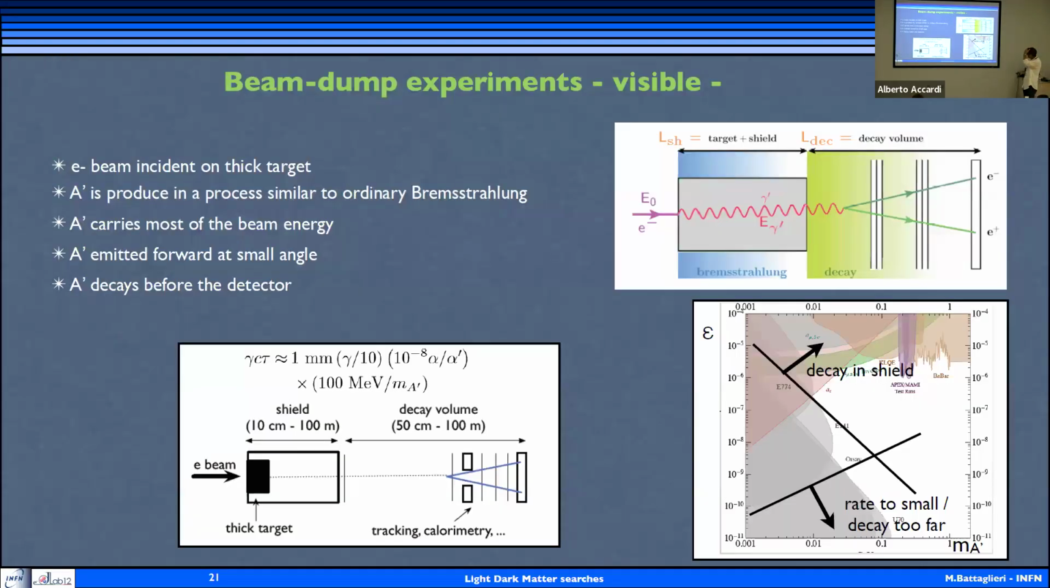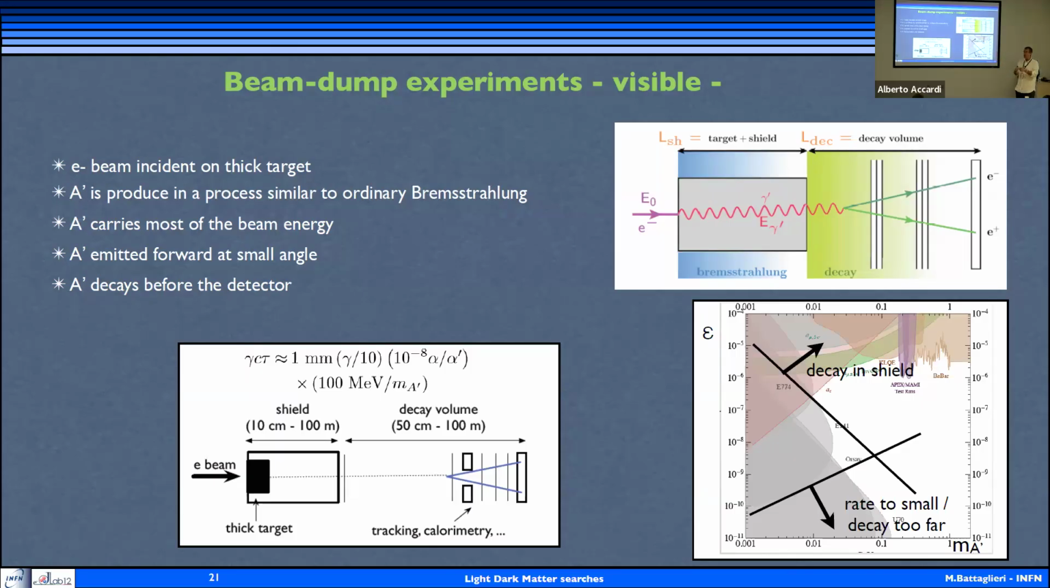Another thing is that this is more about the kinematics. Let's assume that I throw my beam on a thick target where there is a conversion: the electrons produce gamma, and gammas produce gamma prime. Then gamma prime, first of all, should exit from the target. Second, it should decay within the volume of my detector. If the coupling is too weak, it flies away and I don't see it in my detector.